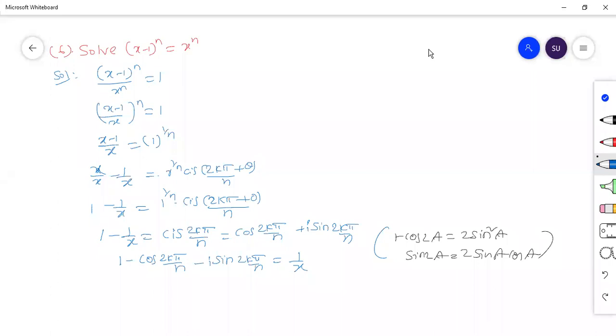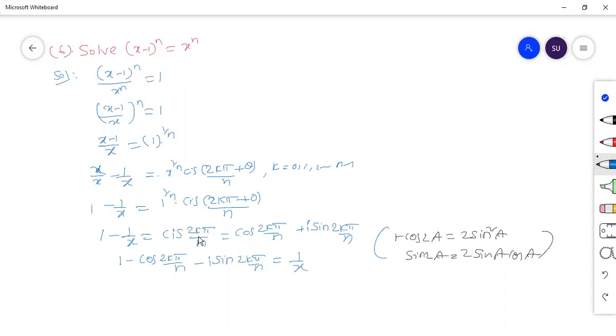Next sum, solve (x minus 1) whole power n is equal to x power n. So for that, take x power n to the left side, (x minus 1 by x) whole power n is equal to 1. So from this, (x minus 1)/x will be 1 power 1 by n, nth roots of unity, cis of (2kπ plus θ) by n, where k is equal to 0, 1, 2 and so on, n minus 1. So as we have done in many problems, 1 minus 1 by x is equal to 1 power 1 by n, cis of θ is 0, so 2kπ by n.